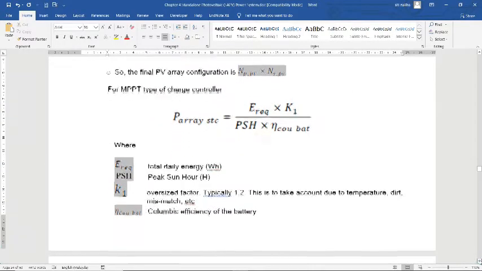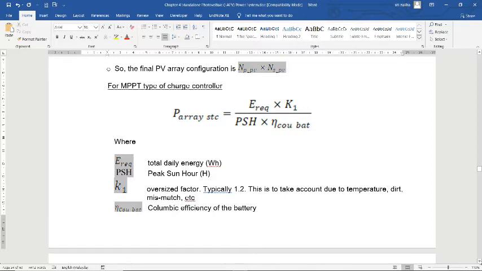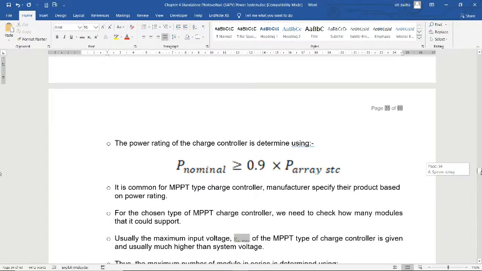Let's say you want to use the MPPT type of charge controller. You must start with the calculation of the power. Okay, because usually MPPT type they give a rating of the charge controller in watt, based on the power rating. So it is common for MPPT type charge controller manufacturers to specify their product based on power rating.